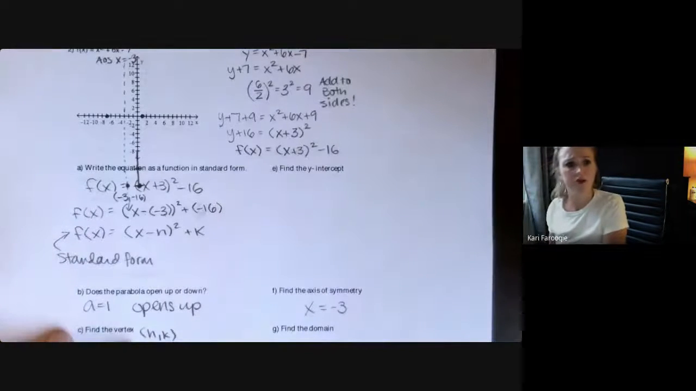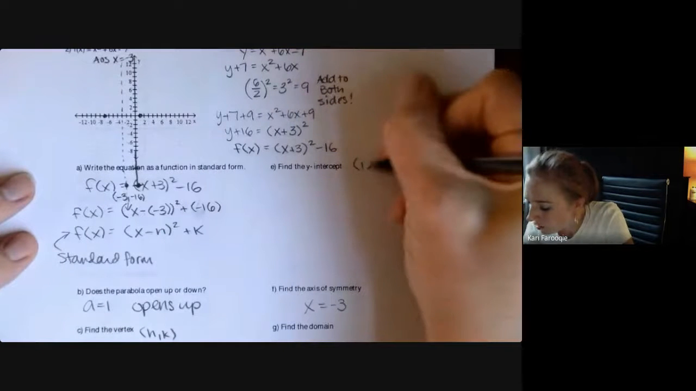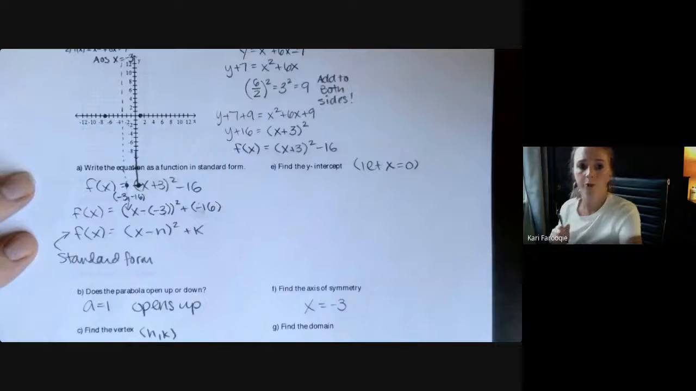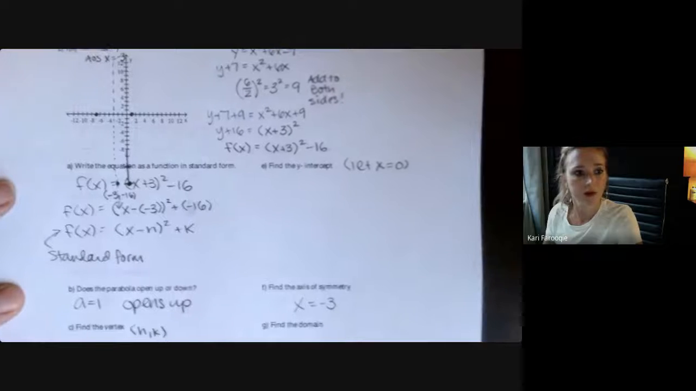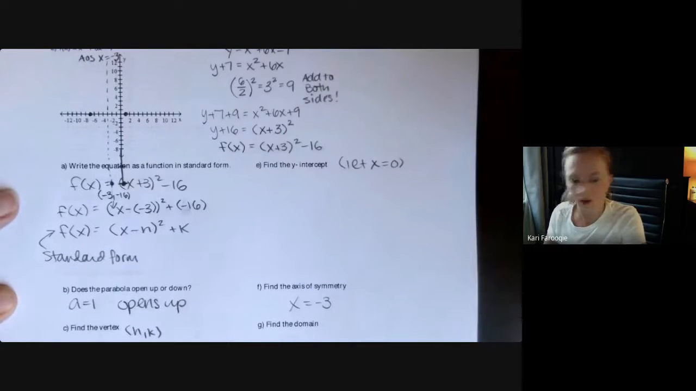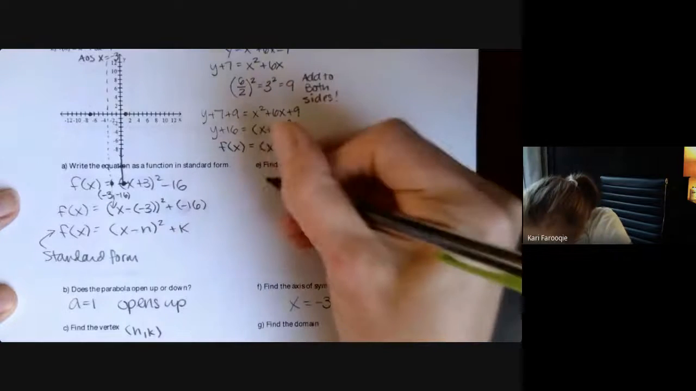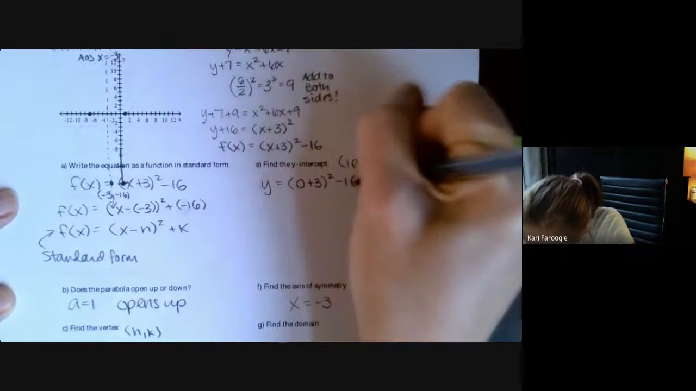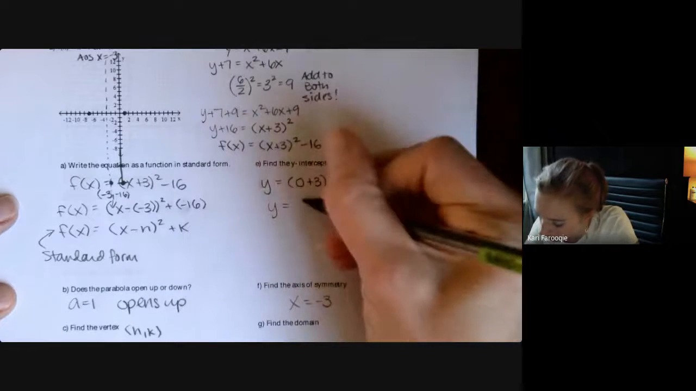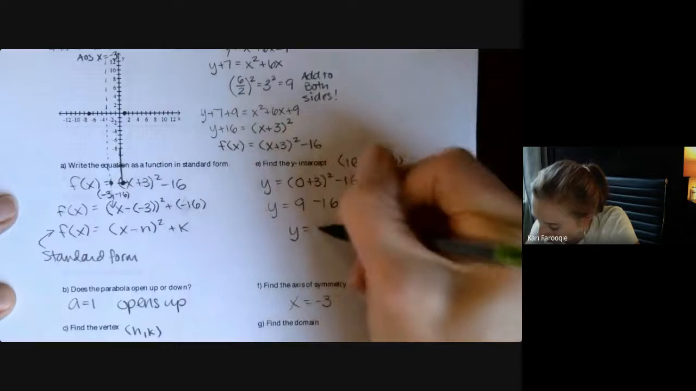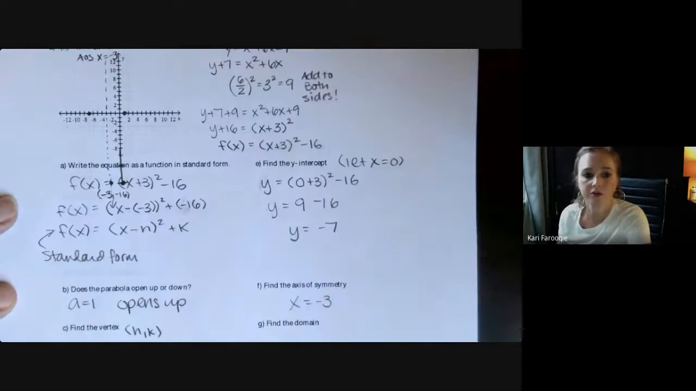Let's go back to E, which is find the y-intercept. To find the y-intercept, we are going to let x equal 0. So going back to our function, which I completely mangled here. Oh, actually, it's right there, so we're good to go. Let's use y. We're trying to find the y-intercept. 0 plus 3 quantity squared minus 16. And then we'll simplify. 3 squared is 9, and then minus 16 is -7.